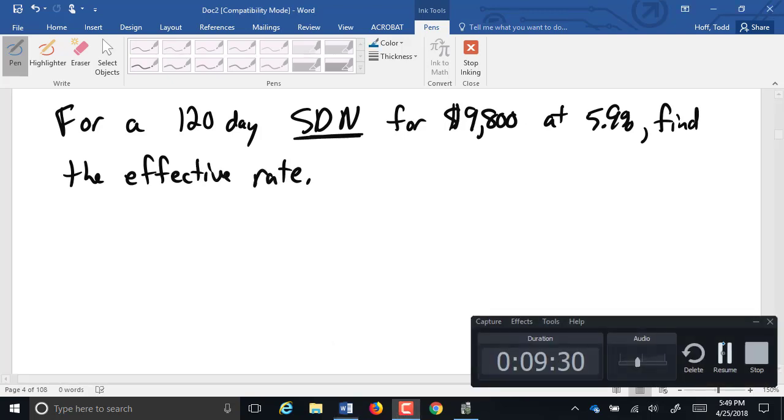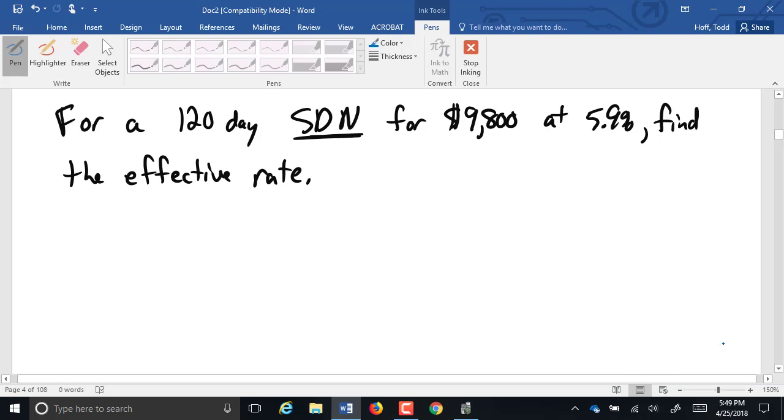I'll give you a couple. Okay, I wanted you to see these problems back to back because they are still effective rate, but it is a very different type of calculation. This one, as you saw, is not compound interest anymore. This one is simple interest. So simple discount note, what does that mean?